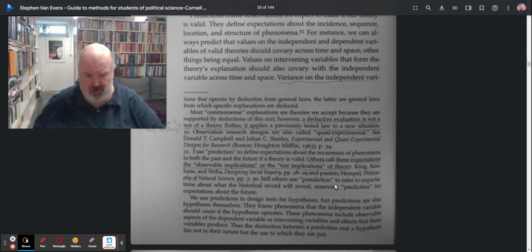Still others use postdiction to refer to expectations of what the historical record will reveal, reserving prediction for things about the future. We use predictions to design tests for hypotheses, but predictions are also hypotheses themselves. They frame phenomena that the independent variable should cause if the hypothesis operates.